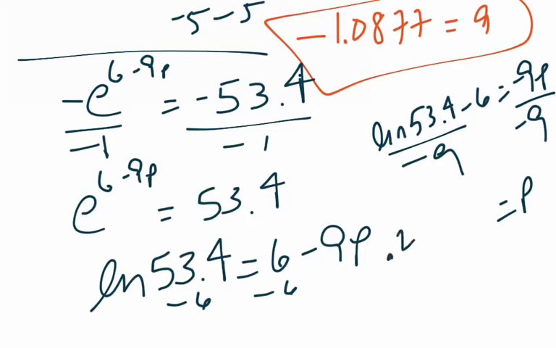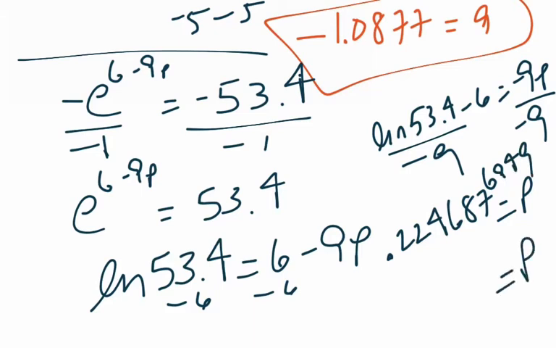I'm getting 0.2246876949, and then 4 decimal places, 0.2247. Questions there?